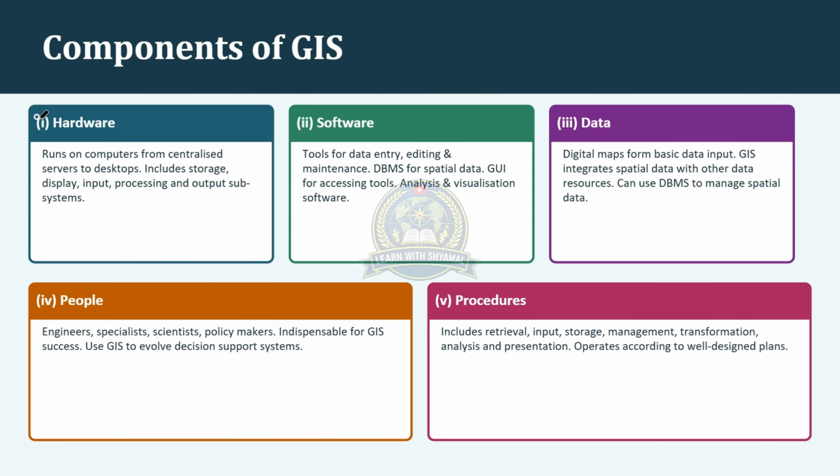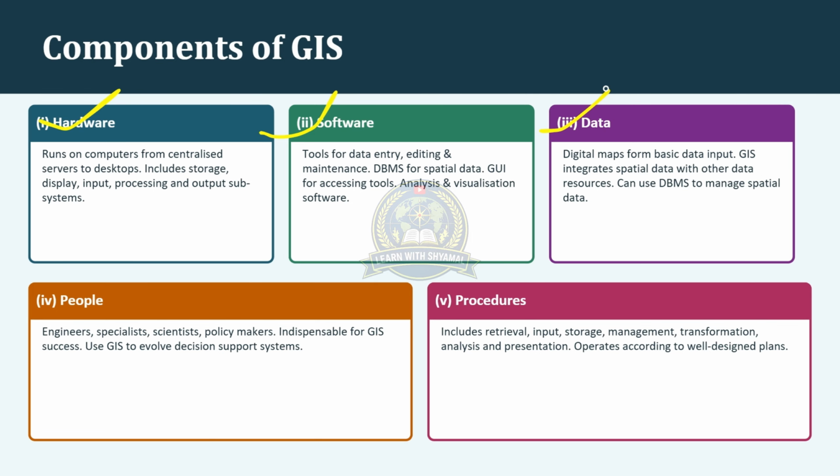Components of GIS. Hardware: runs on computers from centralized servers to desktops, and includes storage, display, input, processing and output subsystems. Software: tools for data entry, editing and maintenance, DBMS for spatial data, GUI for accessing tools, analysis and visualization software. Data: digital maps for basic data input.